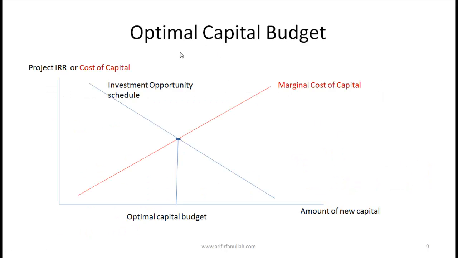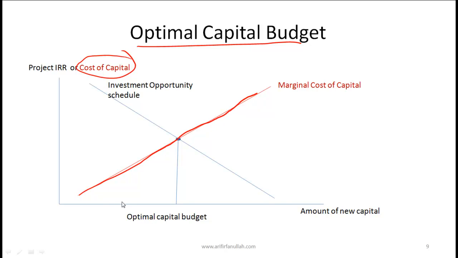Now let's talk about the concept of optimal capital budget, and here we are looking at two lines or two graphs. First, let's look at the marginal cost of capital, which is what we've been talking about all along. As you can imagine, if we have the amount of new capital on the x-axis and the cost of capital on the y-axis, then as you try to raise more and more capital, the cost of capital will increase.